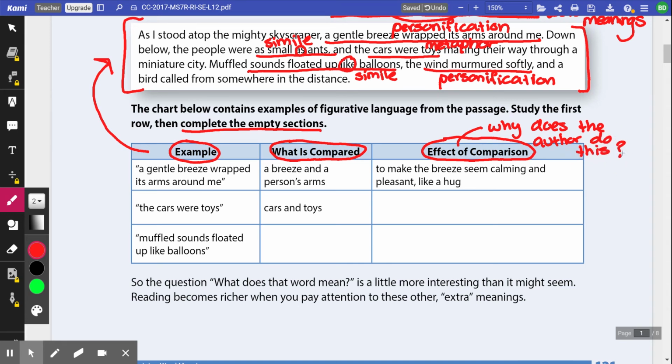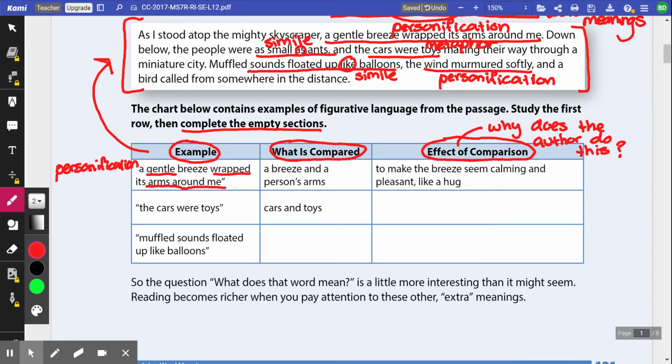Okay, so let's look at the first row together. Our example from the passage is "a gentle breeze wrapped its arms around me." And I'm going to make us a note out to the side. We already said that this one was personification because it's wrapping its arms, right? So these are some of the key words that I noticed: gentle, wrapped, arms around me.